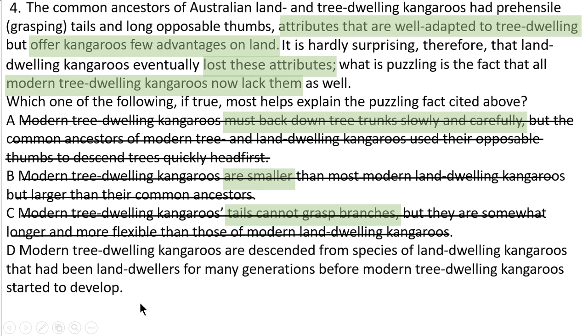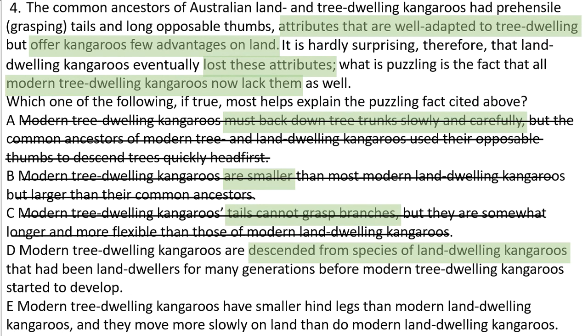Option D, modern tree dwelling kangaroos are descended from the species of land dwelling kangaroos that had been land dwellers for many generations before modern tree dwelling kangaroos started to develop. So this option clearly says that today the modern day tree dwelling kangaroos are descended from the land dwelling species. That is why the modern tree dwelling kangaroos do not have these attributes. So option D can be an answer. We'll keep it on hold.